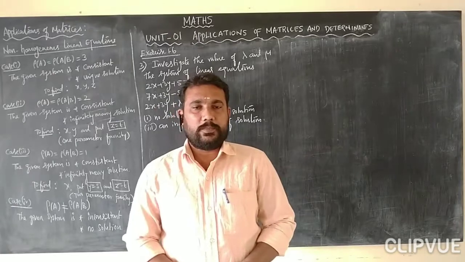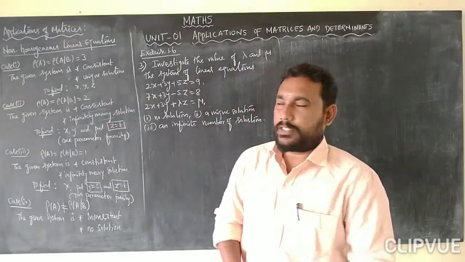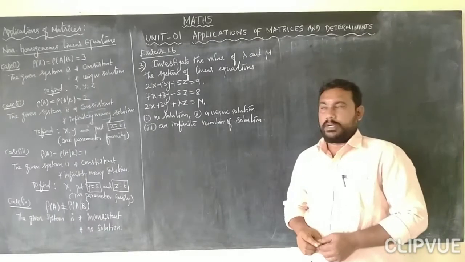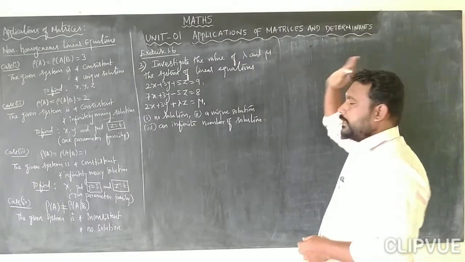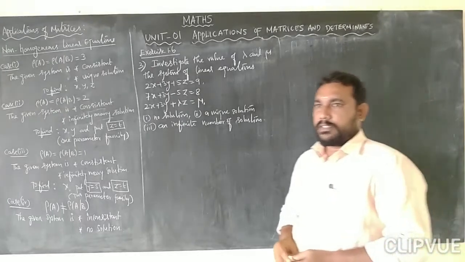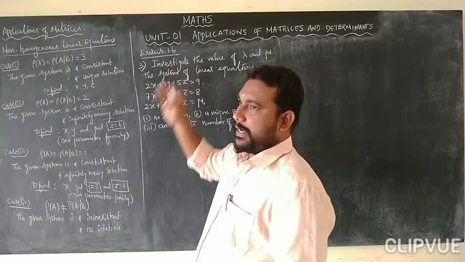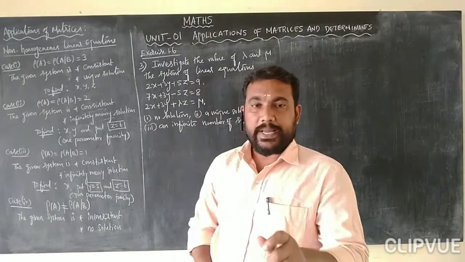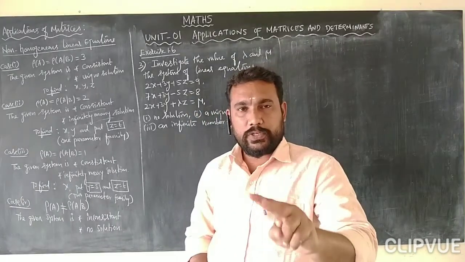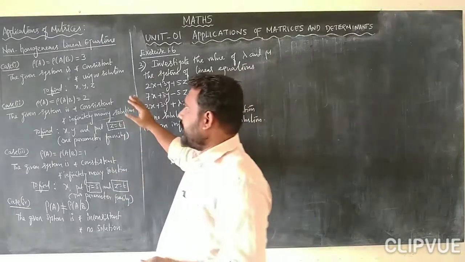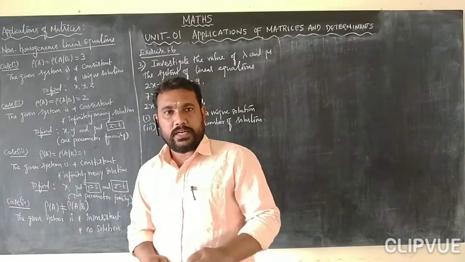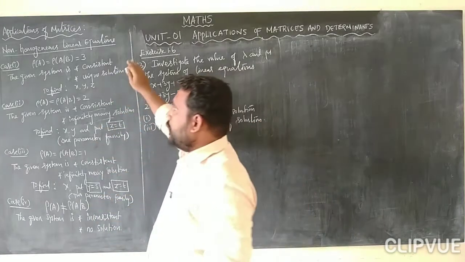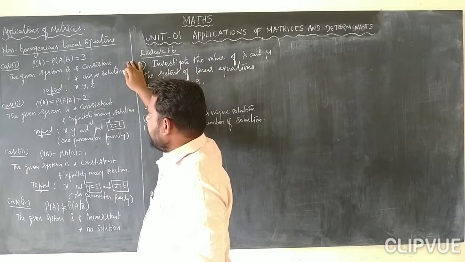Today we are going to see the most important unit on applications of matrices and determinants. Volume number 1, unit number 1, applications of matrices and determinants. In this chapter, we discuss applications of matrices, consistency of systems of linear equations by the rank method. There are two types. First type, homogeneous linear equation. Next one, non-homogeneous linear equation. Today we discuss non-homogeneous linear equation.